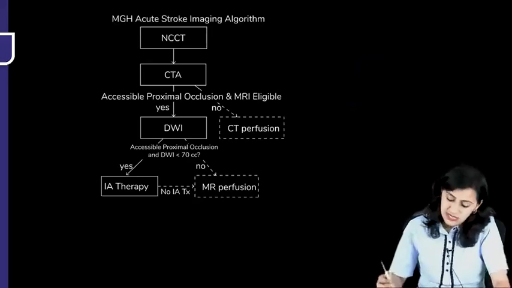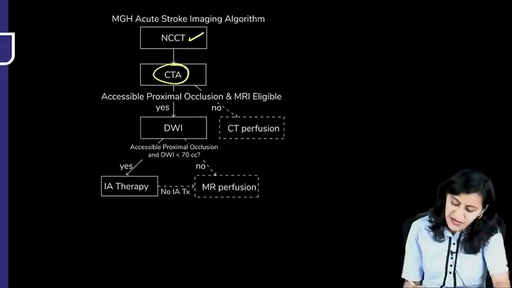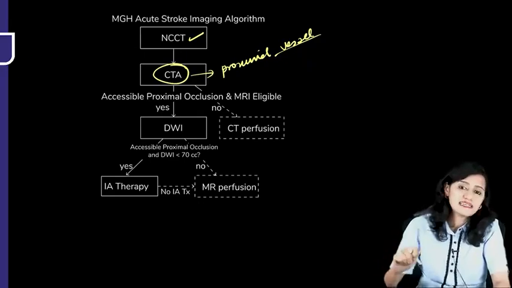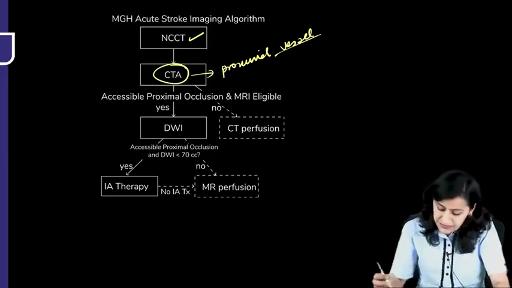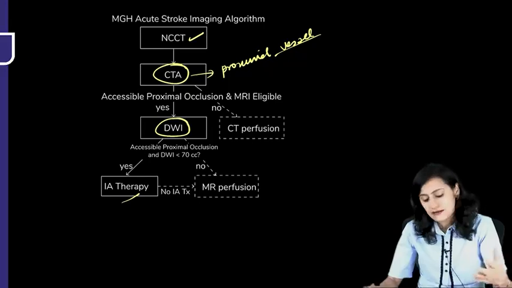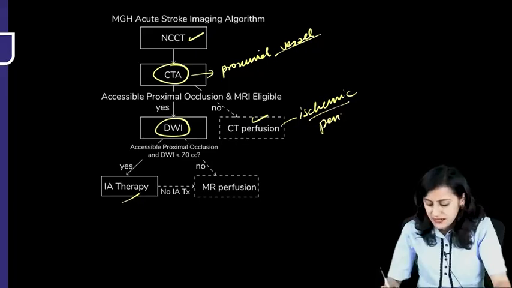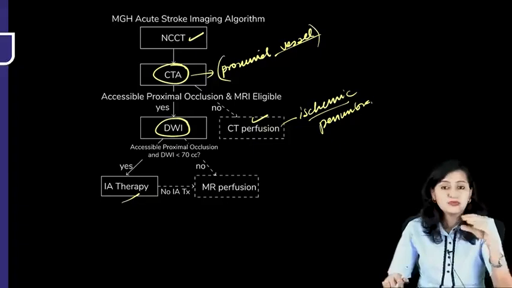So, this is the stroke imaging algorithm. First is the non-contrast CT: hemorrhagic or ischemic. After that we do CT angio, basically to look for proximal vessel occlusion. Because if it's a large vessel which is occluded, we know that we can give intra-arterial therapy. We can go inside that large artery and give the intra-arterial therapy. Then we go for a DWI and we decide whether intra-arterial therapy can be done. CT perfusion helps in evaluating the ischemic penumbra region, right? So remember, the role of CT angio is to evaluate the proximal vessel occlusion.